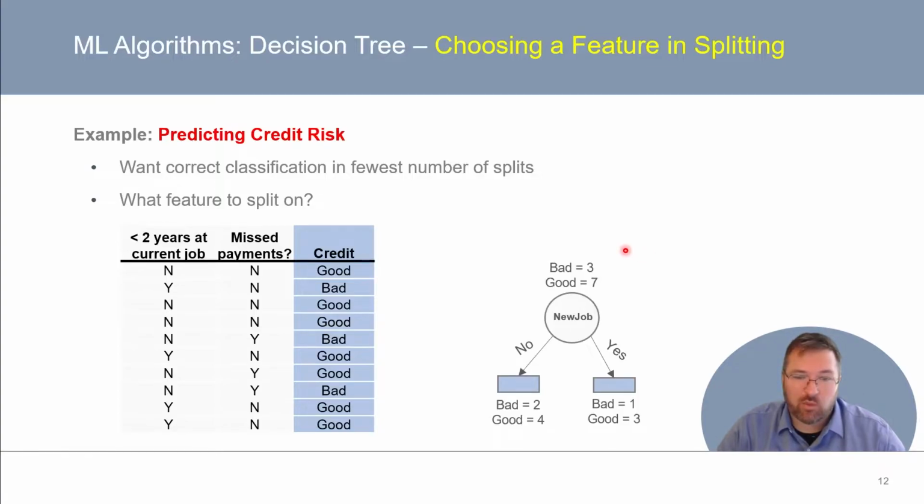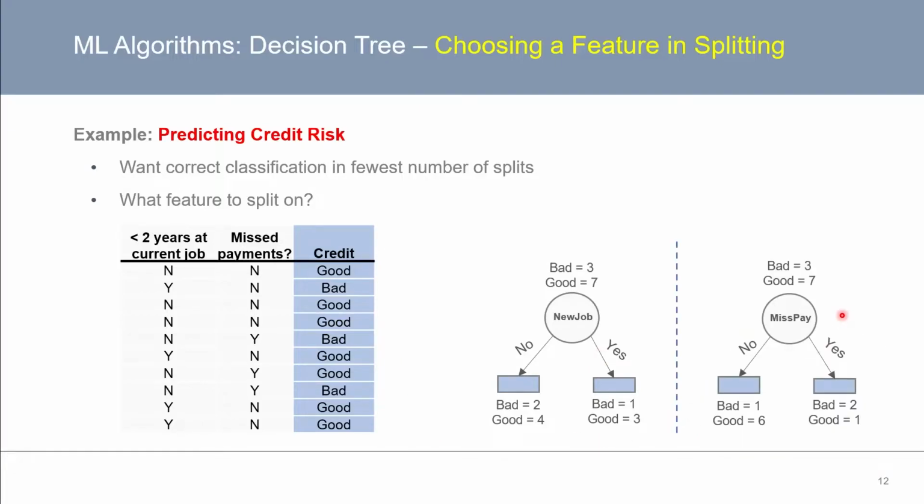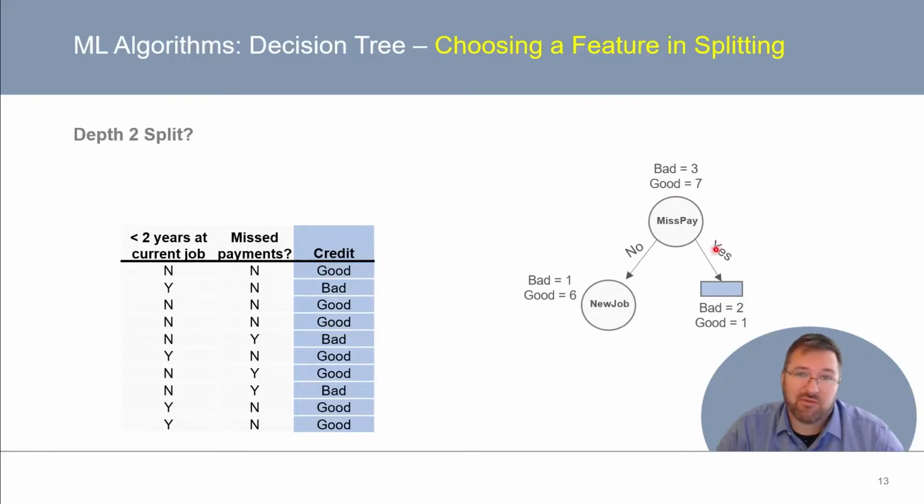In this example dataset, we start with 3 instances with bad credit and 7 with good. If we split on the feature new job, this is what the outcomes in our resulting offspring would look like. Instead, if we split on missed payments, our offspring nodes would look something like this. So which of these options might you guess our homogeneity heuristic would suggest is better? In this case, the missed payment feature does a better job separating classes, where on the no branch, we have 6 good credit and only 1 bad credit, while on the right, we have 2 bad credit and only 1 good.